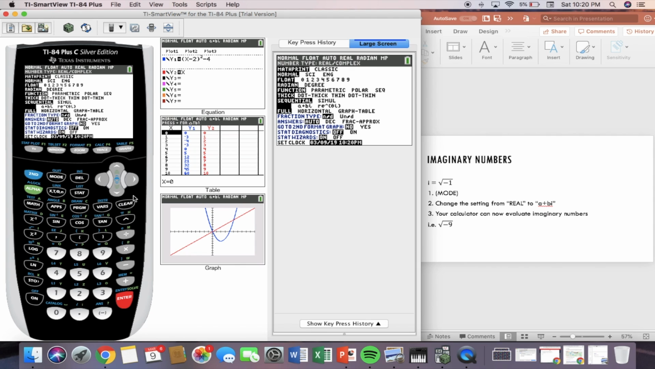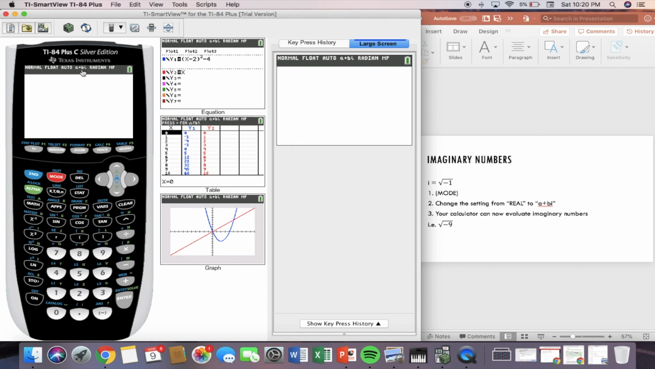Yours will probably be in real. So that will be highlighted in black. So you want to go up, over, press enter on that, then you can just quit out. And make sure that says a plus bi right up here where my cursor is. So now, say I want to evaluate the square root of -9. Well, when it's in real mode, it'll just tell me that I can't do it because it's not a real number. You can't take the square root of a negative number.